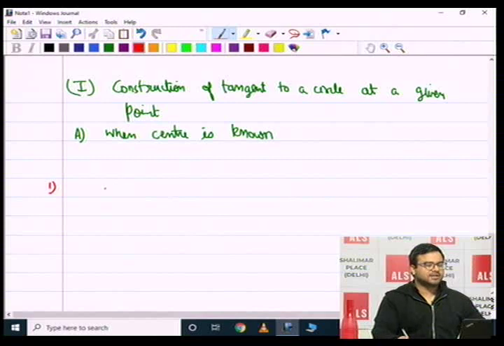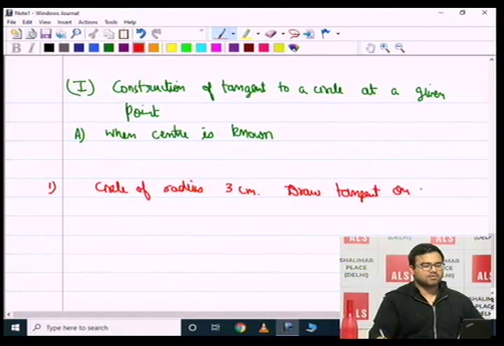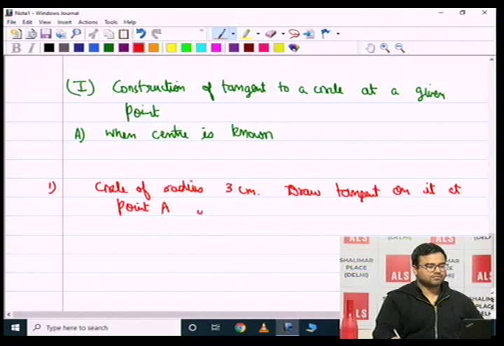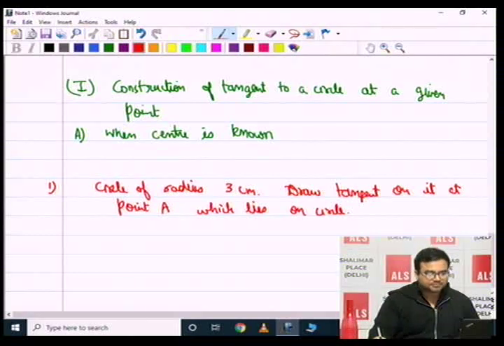Suppose there is a circle of radius 3 centimeter. Draw tangent on it at point A, which lies on the circle. So we have to draw a circle of radius 3 centimeter, and there is a point A on the circumference of the circle, and then we have to draw the tangent.